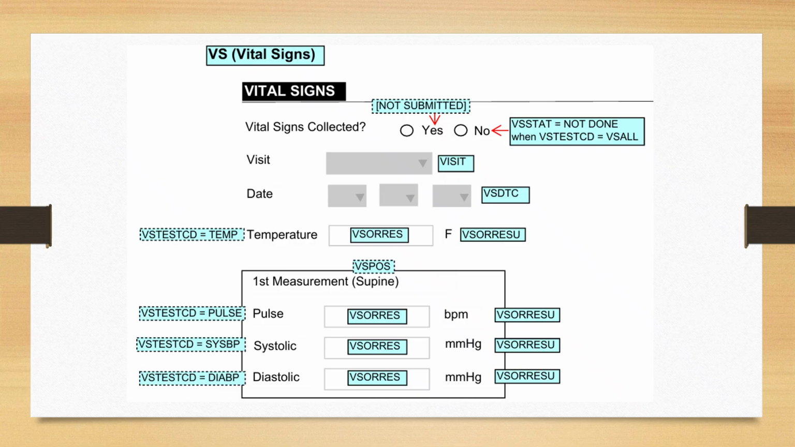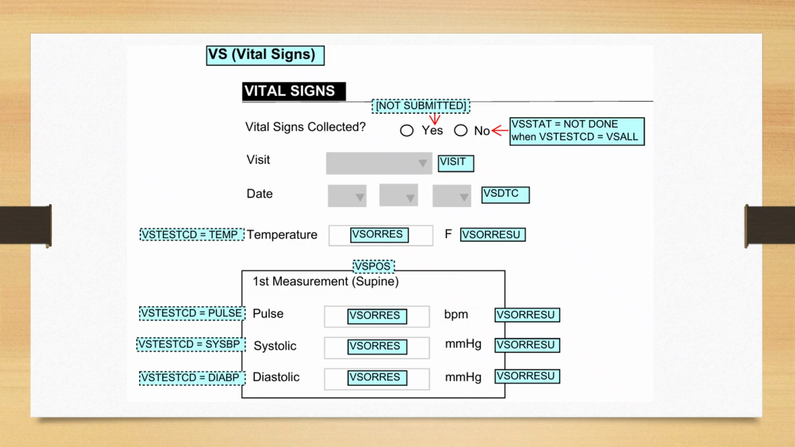So from the VS vital signs CRF form in this case, you can see that although there is not a separate question capturing the answer of what the position was, the way the CRF form is designed, you can see that the information captured in this form has the VSPOS as supine. So for the first measurement of pulse, systolic blood pressure, and diastolic blood pressure, the position will be populated as supine.